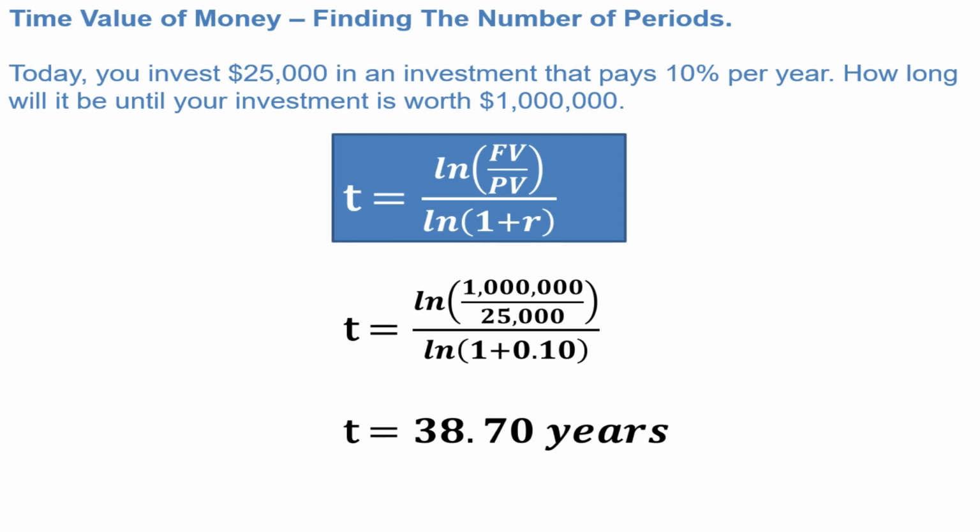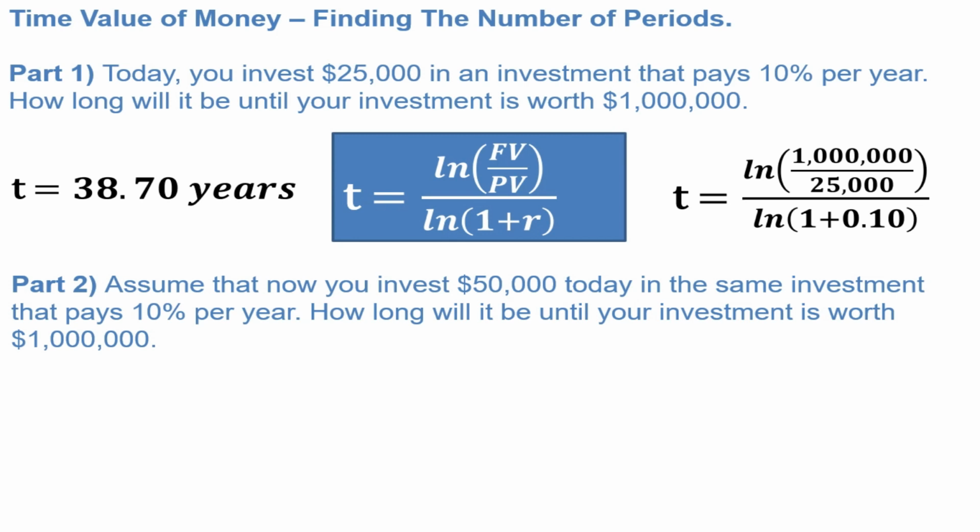When you work through the math, you should come up with an answer of t equals 38.70 years. What this represents is that if we invest $25,000 today in this investment that pays 10% per year, it will take 38.70 years for this investment to be worth $1 million.